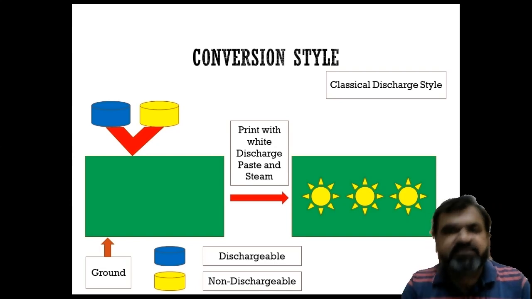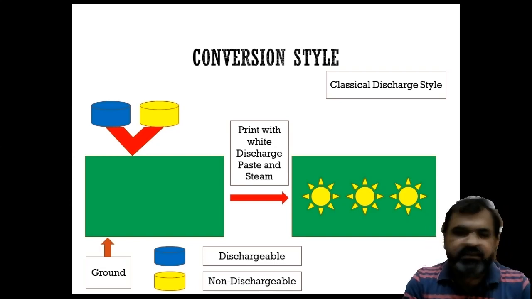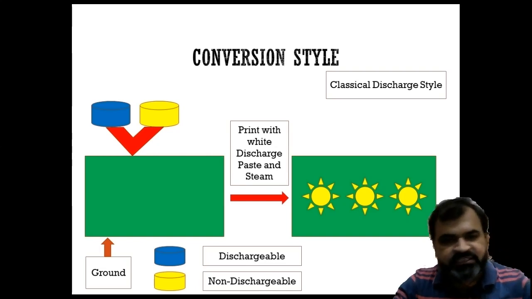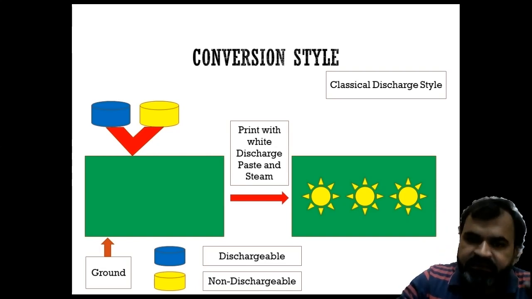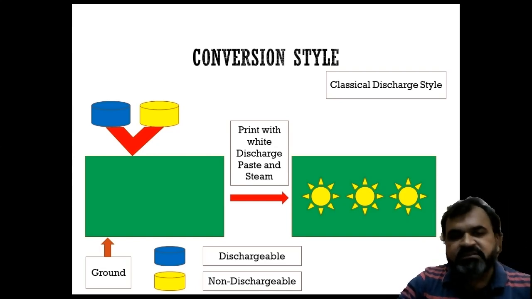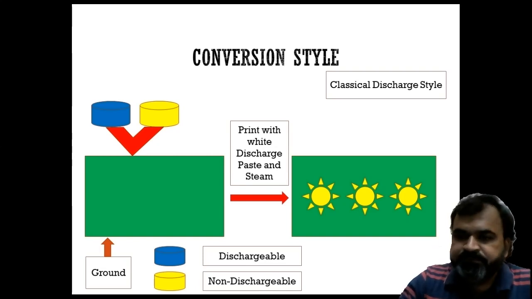And when we are printing with the reducing agent, the dye which is dischargeable is discharged in the steam and the non-dischargeable dye will stick or adhere to the ground. So you can get the discharge effect with these two dyes in the dyeing portion only. That's why this is known as the conversion. We are converting one dye and one dye is stable.